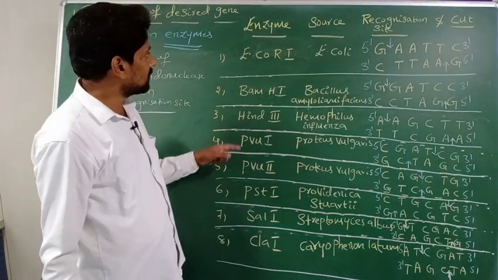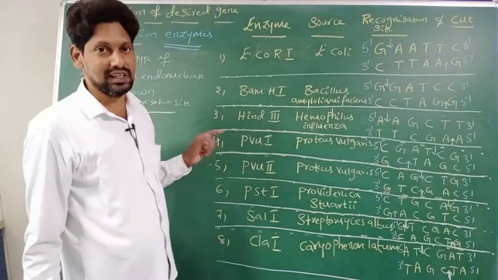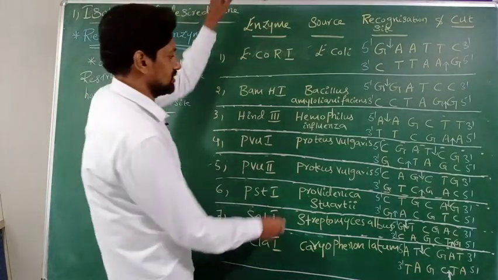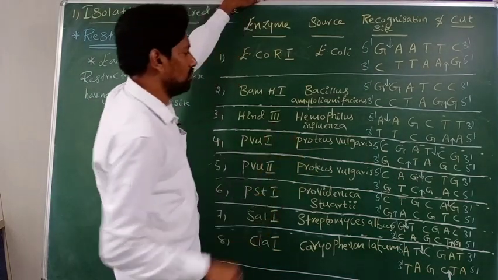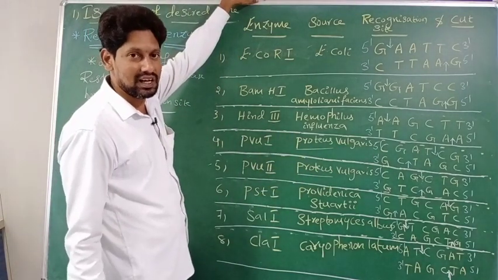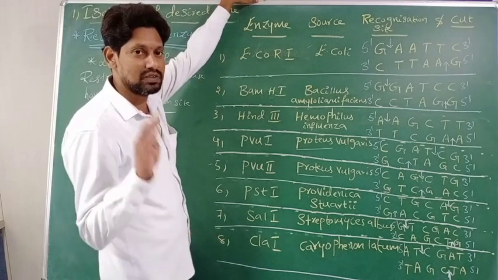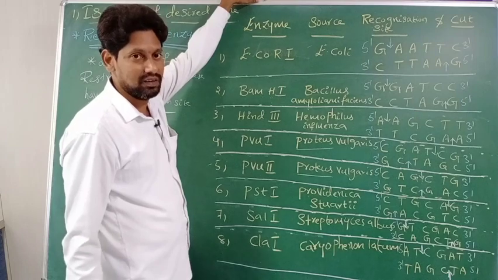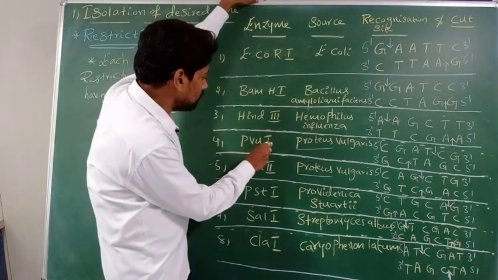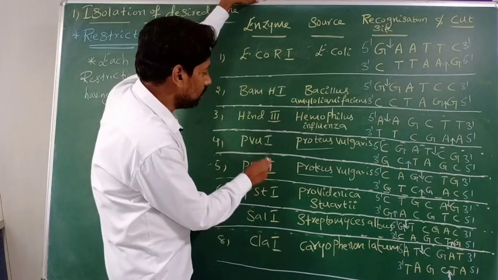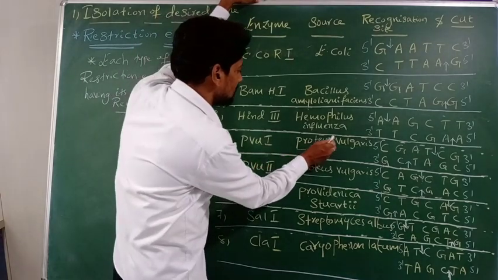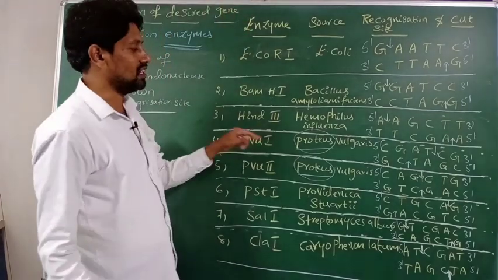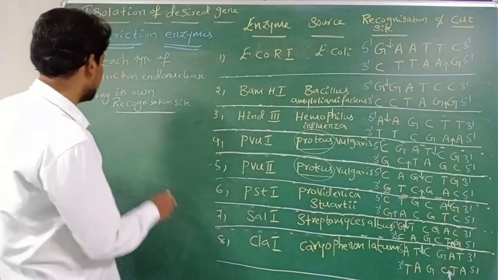Now listen here. Sir, these are 8 types of restriction endonuclease enzymes. They are isolated from how many bacterial genera? See, they are isolated from 7 bacterial genera. Not 8, they are 7. Why, sir? Because PvuI and PvuII are isolated from the same bacterial genus. Is this statement okay? Right?